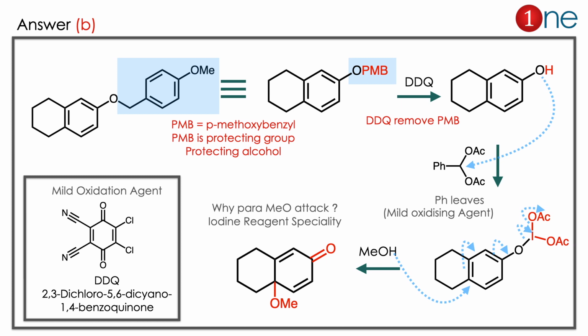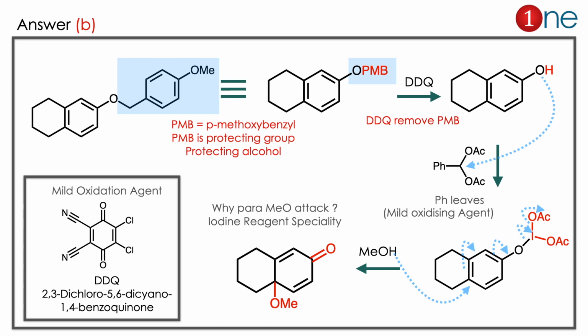Next step you are using the iodine reagent. What really happens is the alcohol attacks the iodine, and acetate leaves. So acetate leaves, and you have the remaining acetate on the side. Then you are using methanol. Methanol attacks the possible carbon. Then you have charge transfer and you have the ketone there. So it's a kind of oxidation condition. It's a mild oxidizing agent. It is always involved in the formation of quinone. The reagent specialty is quinone.